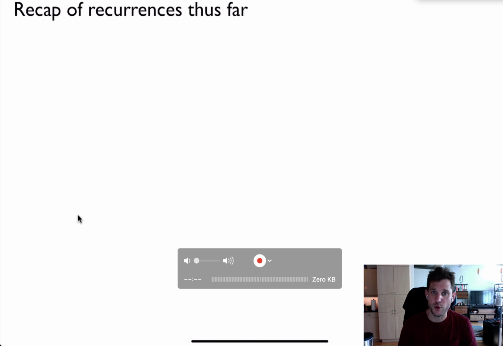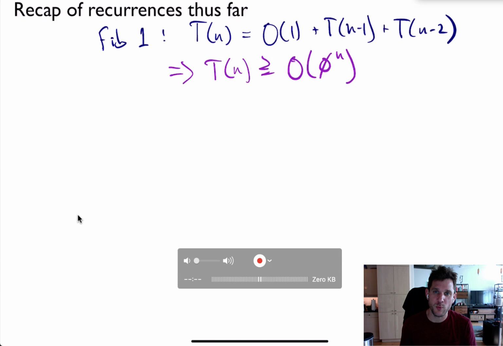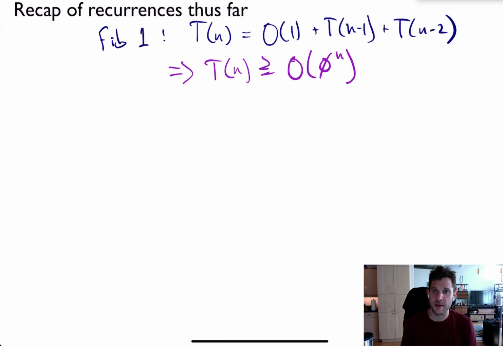Let's think about some of the recurrences we've seen so far. The first example was our recursive attempt at solving for the Fibonacci numbers. There we found that T(n) equals a constant plus T(n-1) plus T(n-2). We didn't really prove this, but it worked out to an exponential time algorithm, roughly phi to the n, phi being the golden ratio.